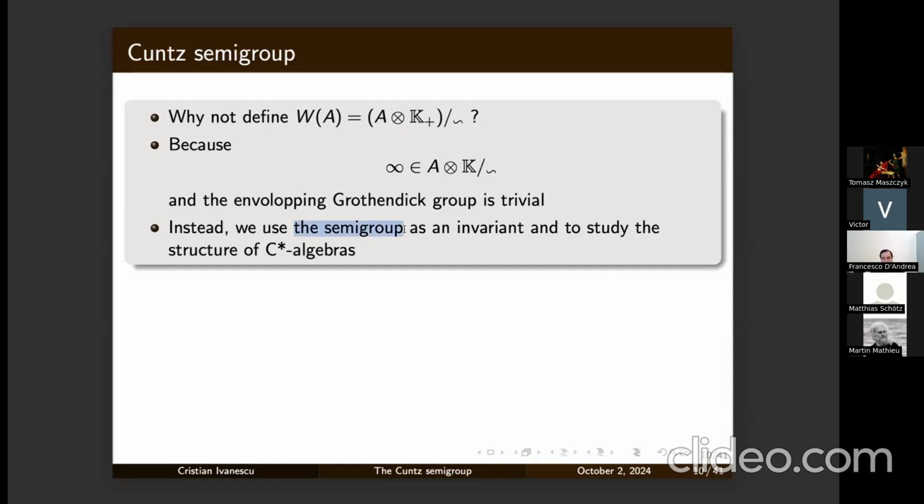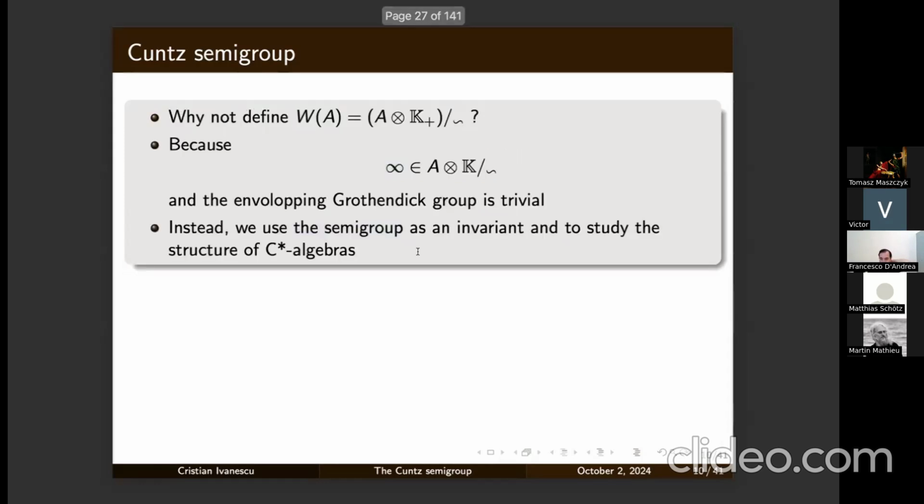Okay. Now, like I said, if we take the closure, then your group is going to be trivial, so you lost everything. You have no information captured by the group.